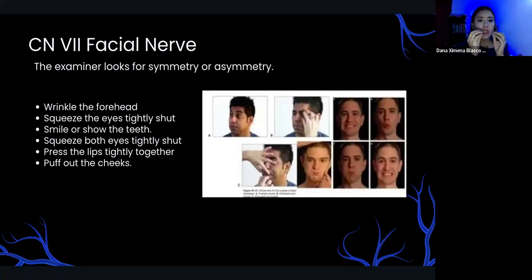Okay. Squeeze both eyes tightly shut. Sorry, that's repeated. And also press the lips tightly together, and puff out the cheeks like this. That's puffing out the cheeks. So those are the orders we're going to give our patient: wrinkle the forehead, squeeze the eyes tightly shut. And if there's an asymmetry, maybe we could have a facial palsy. Okay.